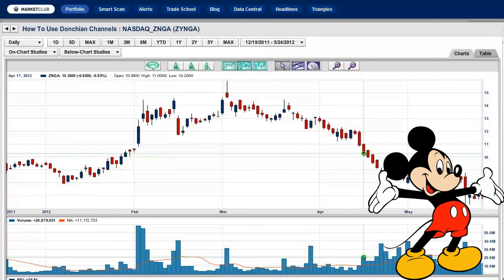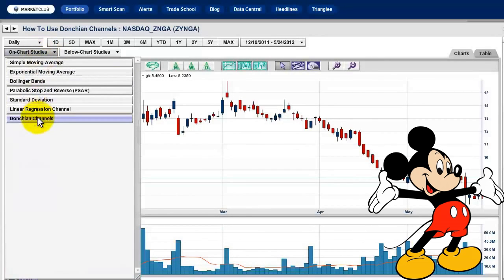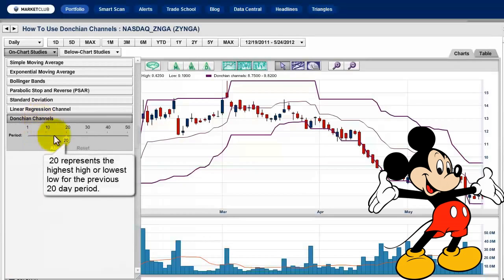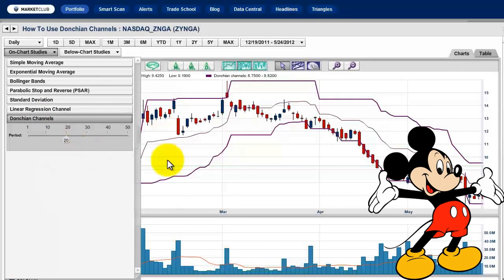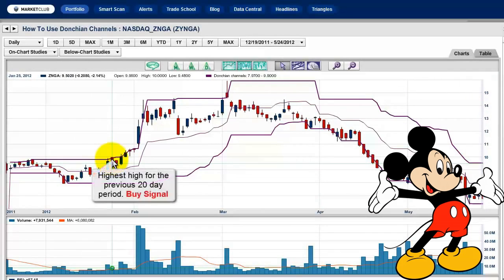Here's a good example of a bullish trend turning into a bearish trend using the Donchian channel method. Simple candlestick chart. Let's put on the Donchian channels. So all we do is go to the on-chart studies, click it once, move down and select Donchian channels, click that once. We're already defaulted to 20, which we know is the Richard Donchian default, and you click off the chart.